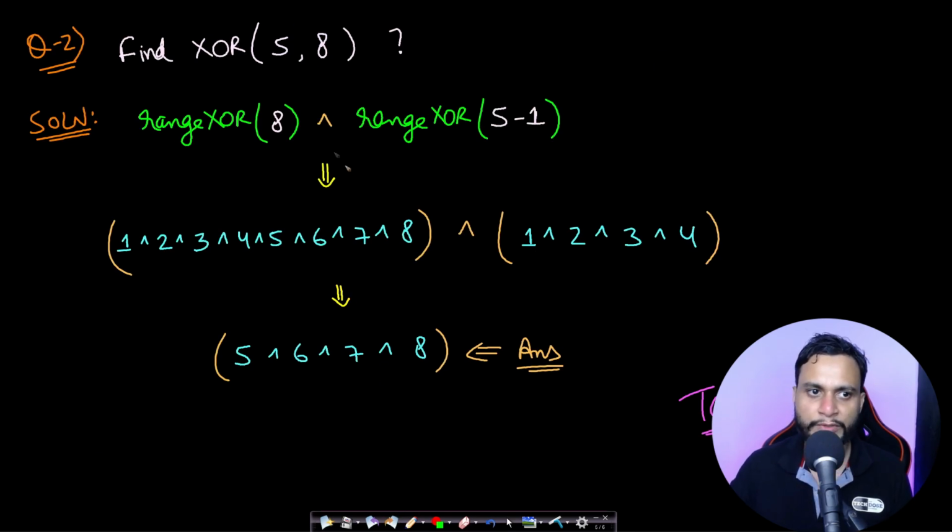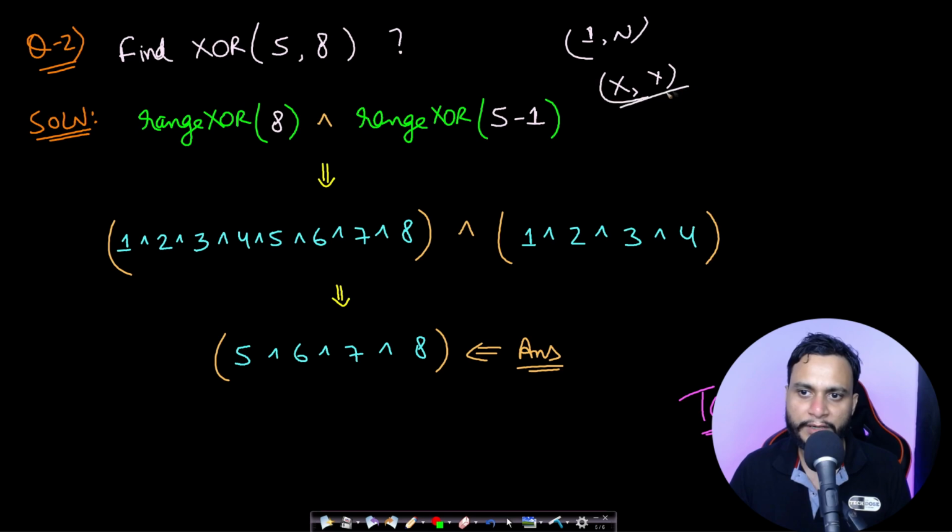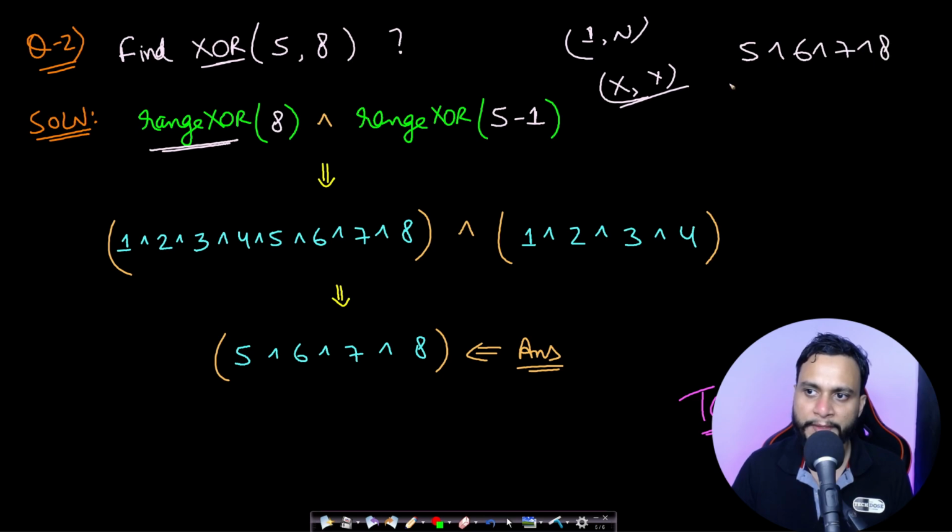The next question was a follow-up question. What if I am not required to find from 1 to n, but now I am required to find from a smaller number x to a larger number y? What then? So let's take an example. Let's say that you are required to find XOR in the range of 5 to 8. So we are required to find 5 XOR 6 XOR 7 XOR 8. Now how to do this in order of 1?